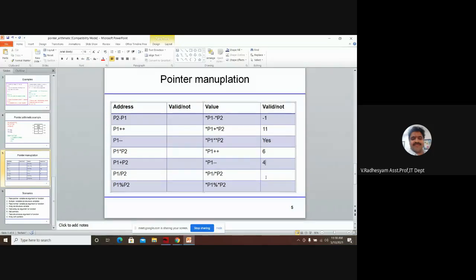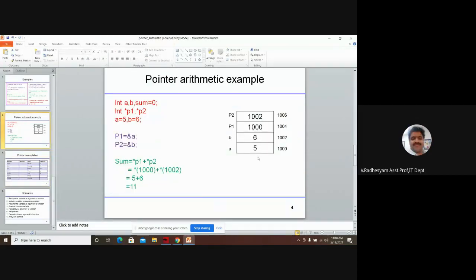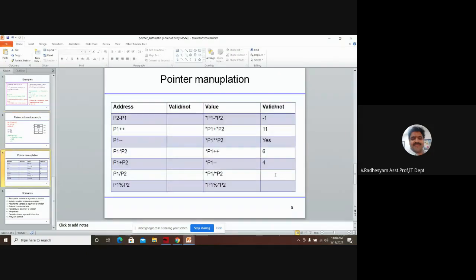Here, star P1 by star P2. Star P1 is 5 by 6. Here the answer is 0. However, 5 by 6 is 0. But here a small problem is there. While you are using this, you should use brackets. Here brackets need to be used.